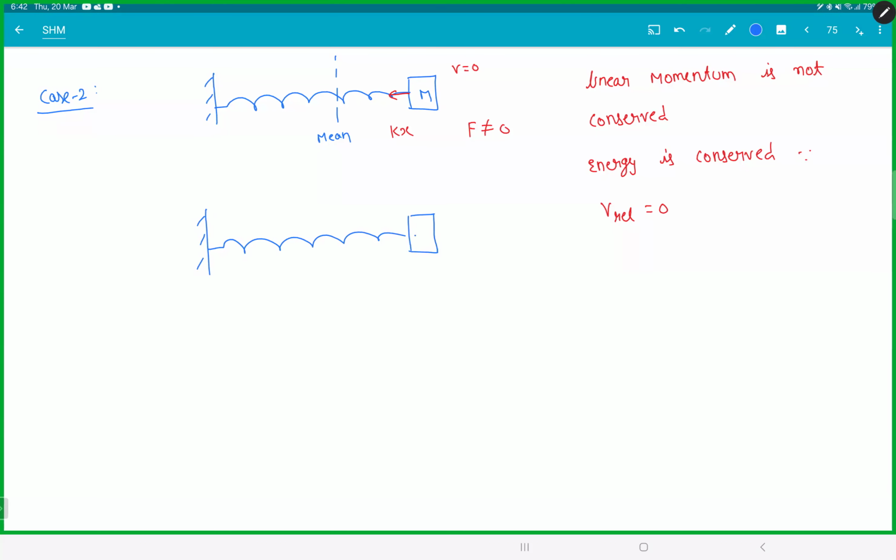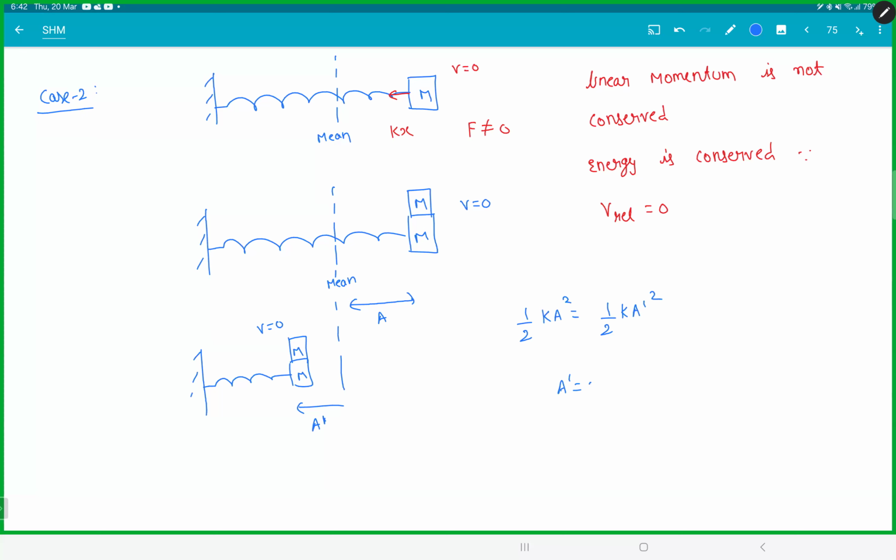So this was the extreme position. So block M, velocity is 0. This was your mean. This was the amplitude. So let's say for some reason you think amplitude will change. So let the block come this side. Let this distance be a dash. Since this is also extreme, V is 0. So conserve energy. Half k a square is equal to half k a dash square. So a dash is equal to a. Yeah, you can kick your friend out, but in the problem, we don't do that.